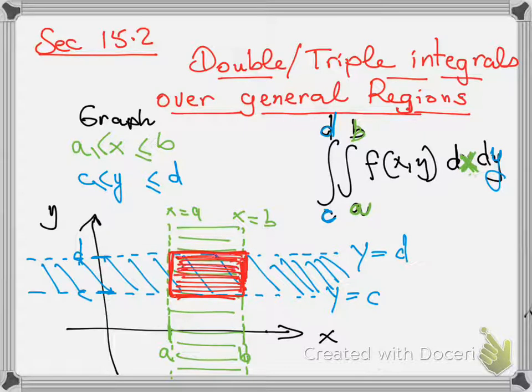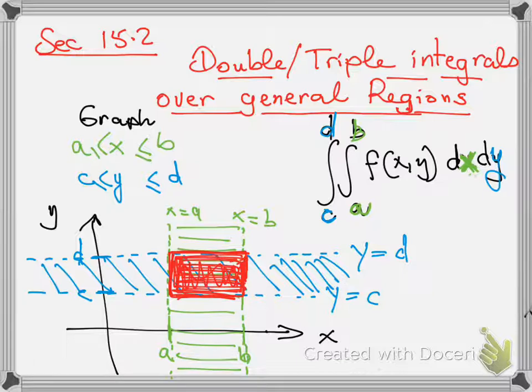So that's why when you say x between a and b, y between c and d, you get this rectangle. It's because it's the intersection of the two regions. The first region is between the lines x equal to a and x equal to b, and the second region is between the lines y equal to c and y equal to d. Here I got a rectangle because I have straight lines: x equal to a, x equal to b, and y equal to c and y equal to d.